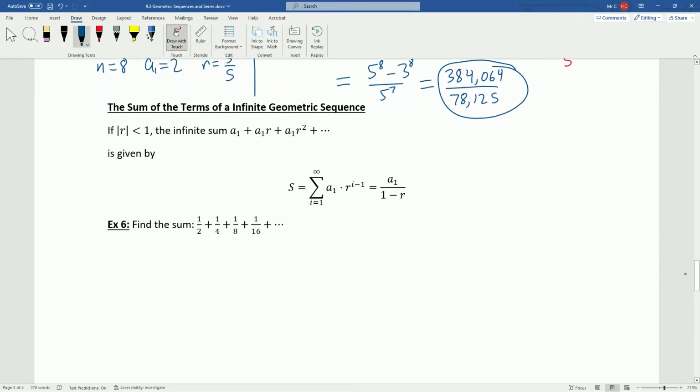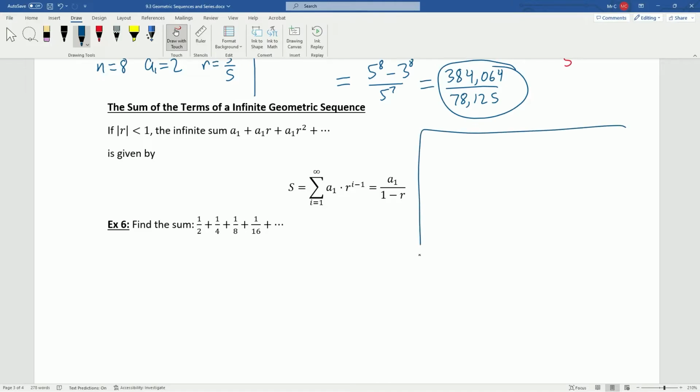All right, so now we're going to take a look at the sum of the terms of an infinite geometric sequence. So if the absolute value of r is less than 1, the infinite sum a1 plus a1r plus a1r squared plus ... is given by S equals the sum from i equals 1 to infinity of a1 times r to the i minus 1, which equals a1 over 1 minus r.